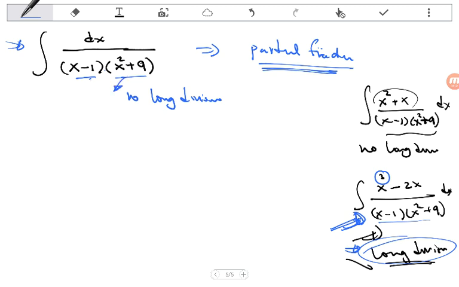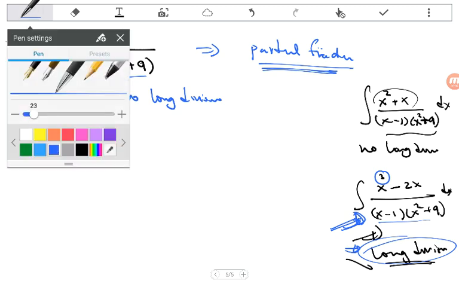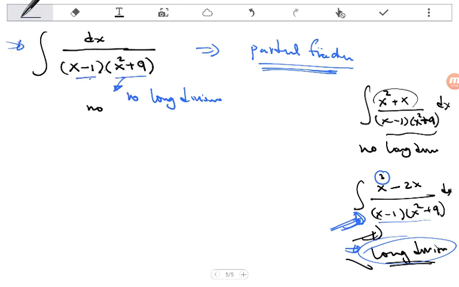Can I factorize this bracket? No. This bracket is called non-factorizable. It's a second degree bracket, non-factorizable. How would I know if some second degree bracket or some quadratic bracket is non-factorizable? How would I know this?